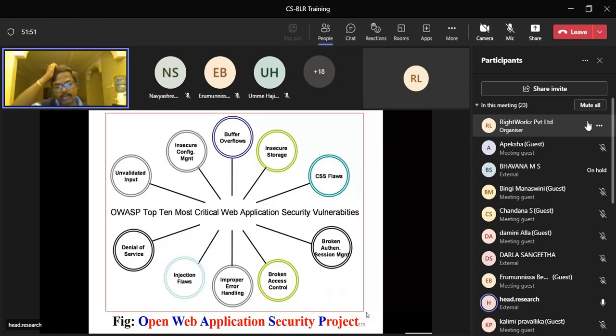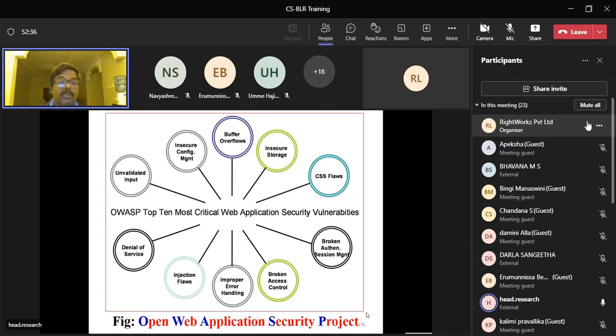If you see Open Web Application Security Project, we have discussed already almost all the security vulnerabilities related to web applications. So if you see unvalidated input, input comes in different forms. You can see text related input, image related input, and audio video related input. So you need to check whether it is a validated input or not. That is one more security vulnerability.